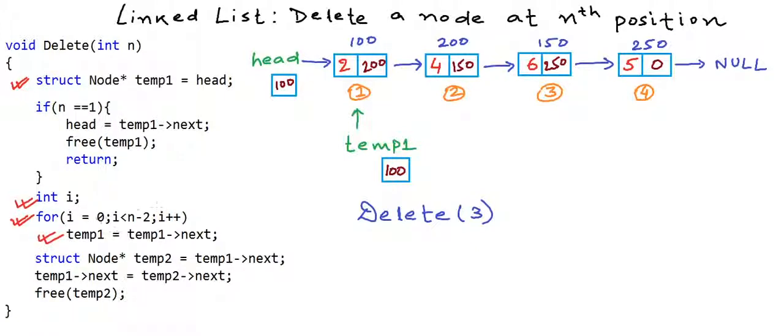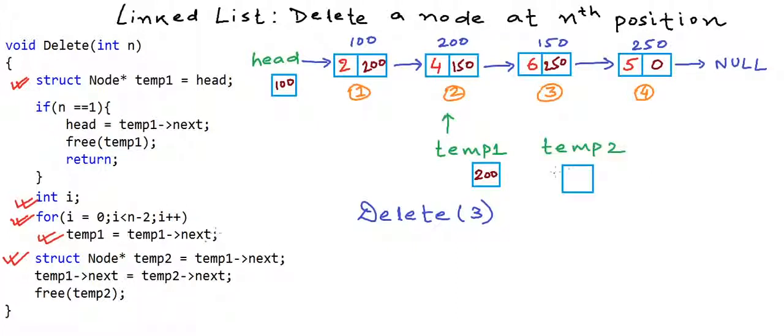So temp1 will now move to address 200. So temp1 is now pointing to the second node. This is what we wanted to do. We wanted temp1 to point to the n-1th node. N is 3 here. Now we create another variable, another pointer to node, temp2, and we set this guy as temp1.next. temp1.next is 150, so we set this guy as 150. So this guy points to the nth node or the third node.